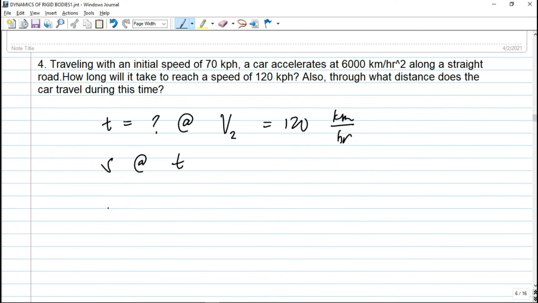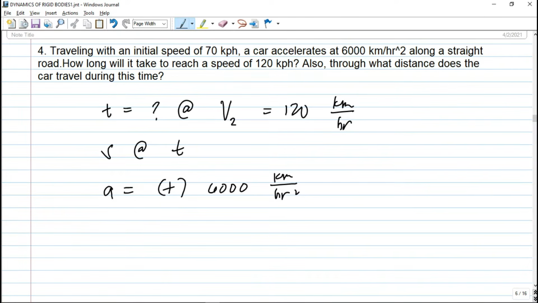Okay, we are given, guys, the acceleration, that is accelerates at 6,000. So therefore, this is positive. If the problem says deceleration, we make it negative when it comes to the solution. So this is positive 6,000 kilometers per hour squared. So no need to convert the units, guys, because all are consistent. They are both in kilometers and our time is in hours. So what is the formula that we are going to use here?